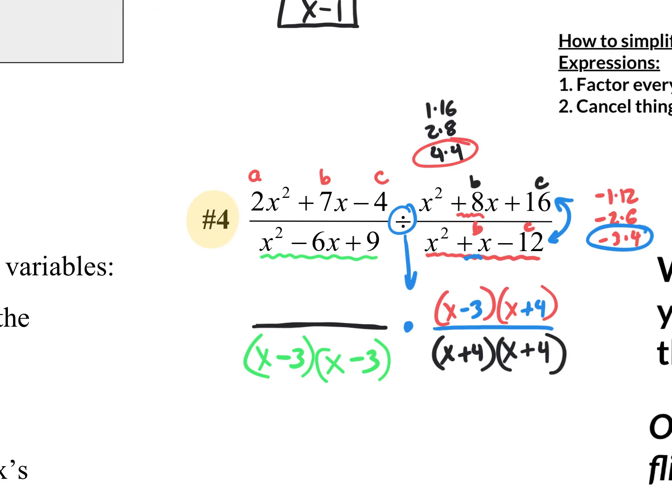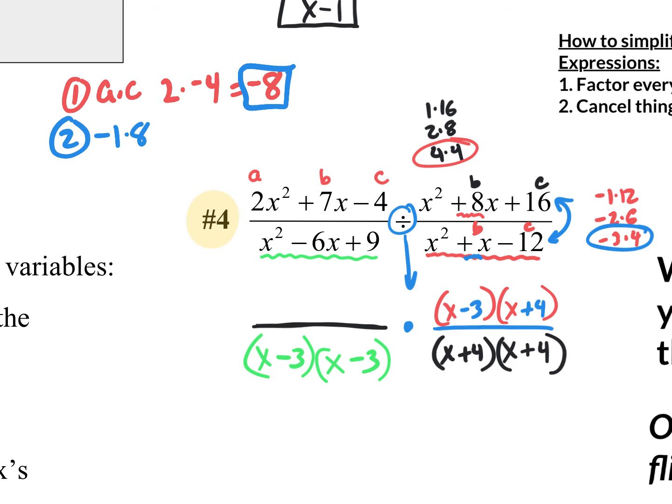So I'm going to multiply. Step 1: multiply a times c, and that'll be 2 times negative 4, which is negative 8. And then step 2 is to think of the multiples of negative 8: negative 1 times 8, negative 2 times 4, and that's about it, right? Now, which pair of numbers combines together to give me the middle value 7? Negative 1 and 8. I don't even have to change any signs.